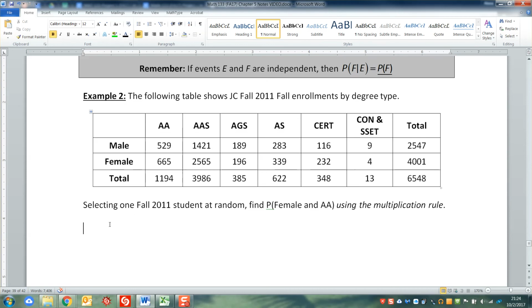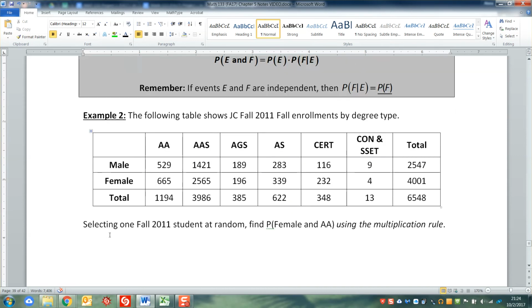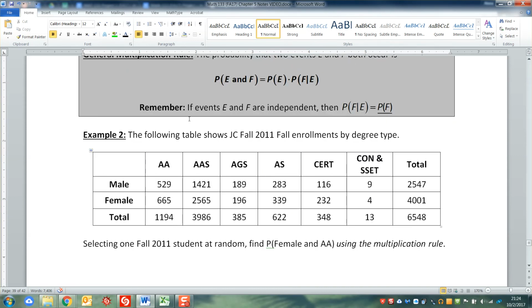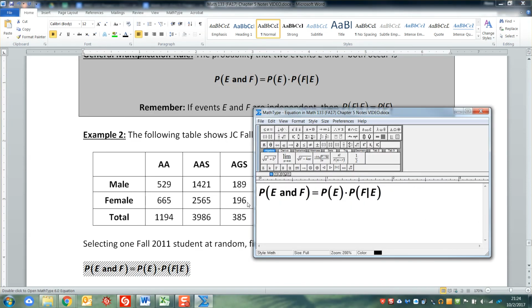So let's look right here. Same table as before. We're going to select one fall student at random. I want to find the probability of AA and female using the multiplication rule. Okay, so according to up above, the probability of AA and female is equal to the probability of AA times the probability of female given that they're AA, associate in arts.